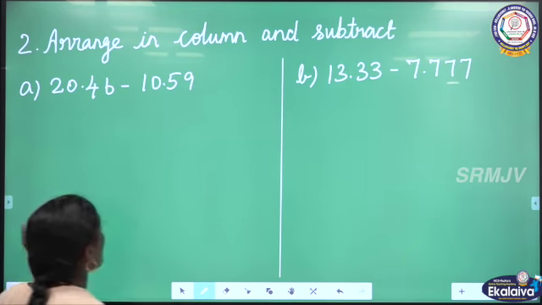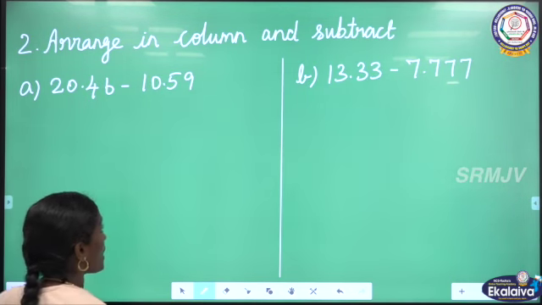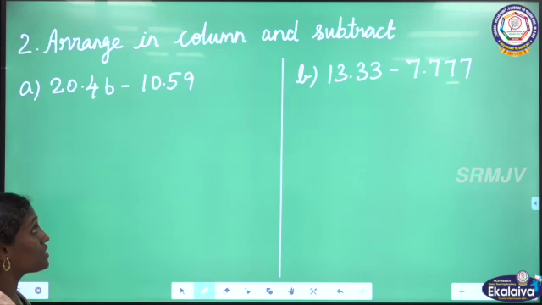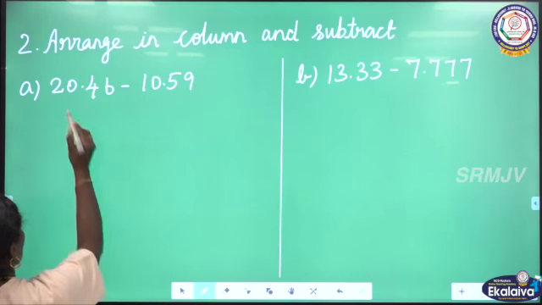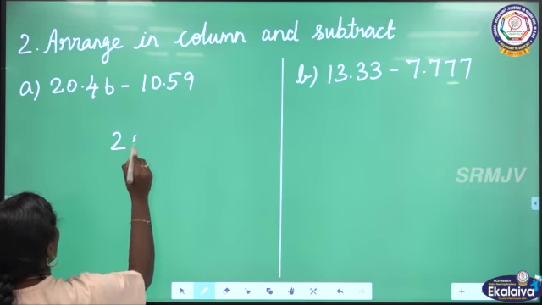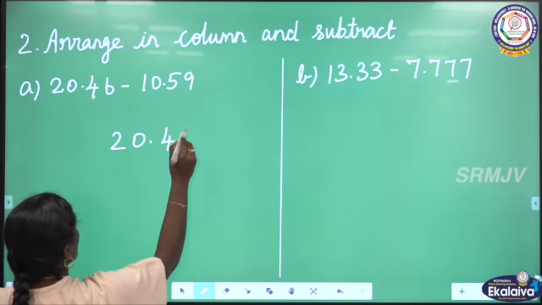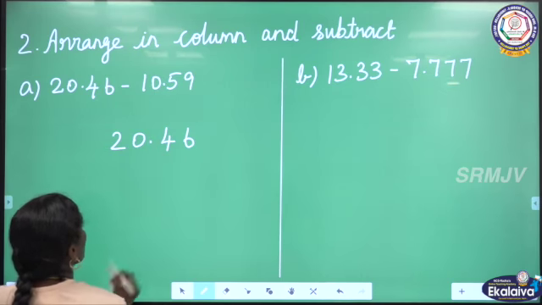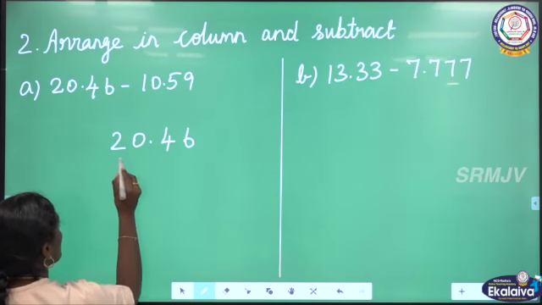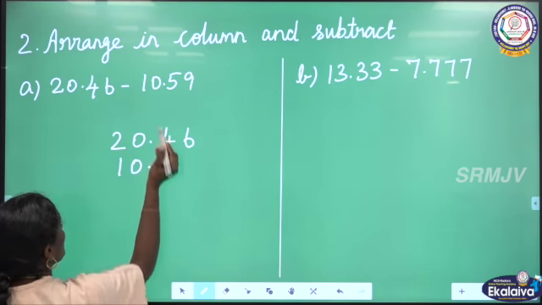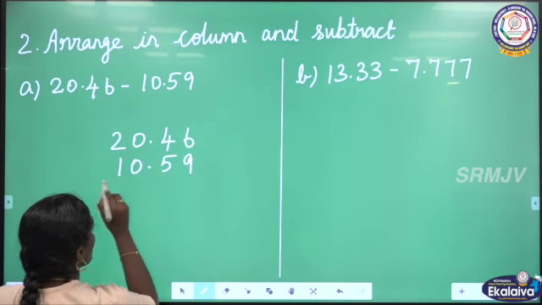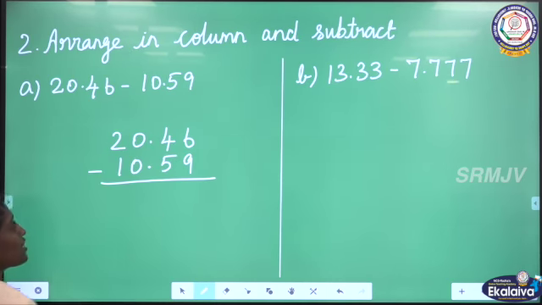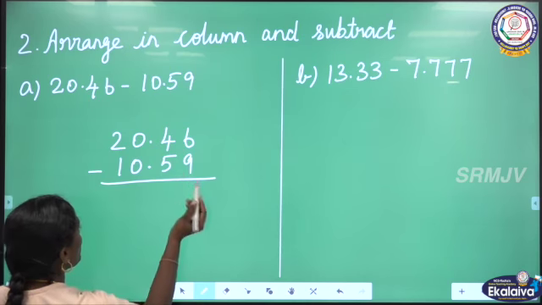The next one, arrange in column and subtract. First, we have to arrange the given decimal numbers according to the correct place values. After that, we have to do the subtraction. Here the first number is 20.46. The second number is 10 point. Here 10 is a 2-digit number. So, we can arrange it 10, and first decimal place is 5 and the second decimal place is 9. First we have to arrange the numbers. Now, we are going to do the subtraction.